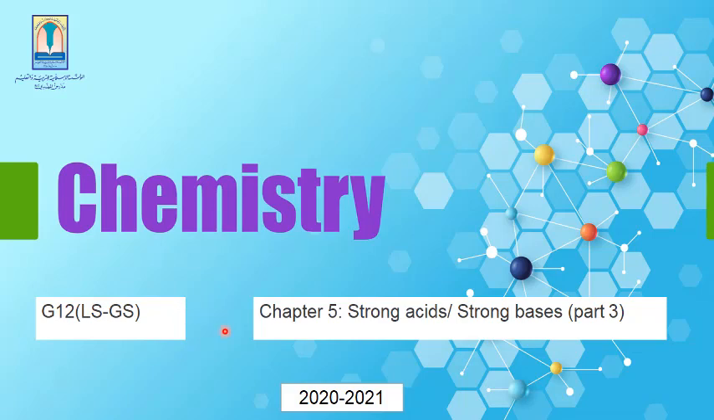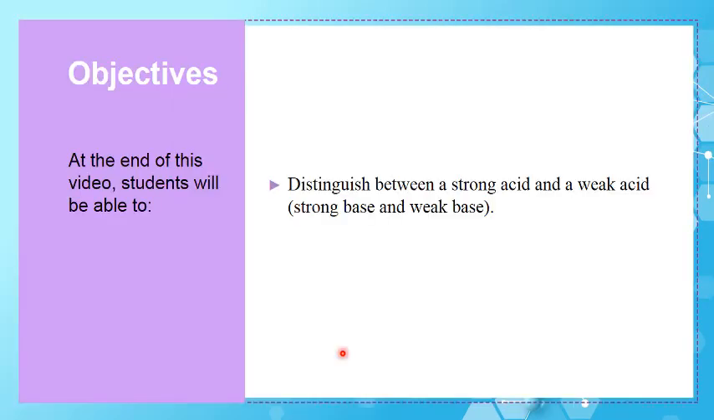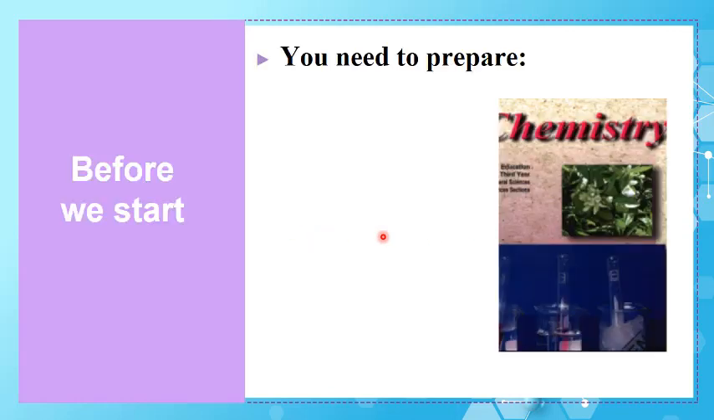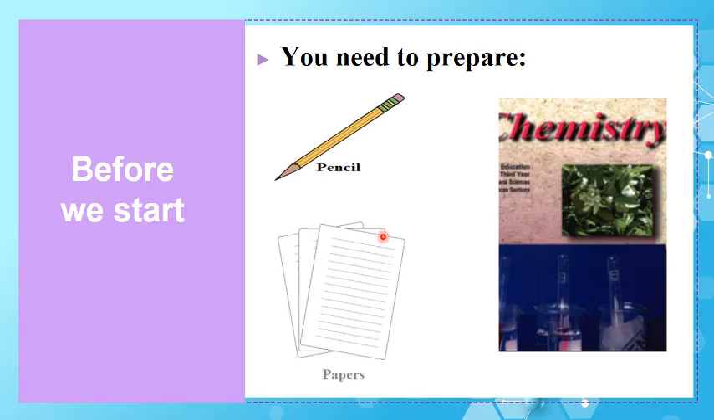I'll be explaining part 3 of chapter 5, strong acids and strong bases. In this part, you have only one objective to be covered, which is to distinguish between a strong acid and a weak acid, as well as to distinguish between a strong base and a weak base. As usual, you need to prepare a pencil, some papers, and your chemistry book or a copy of the exercises in it. Let's start with the first idea, which is about strong acids.